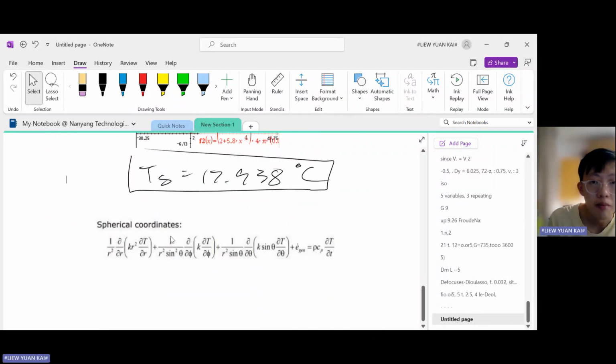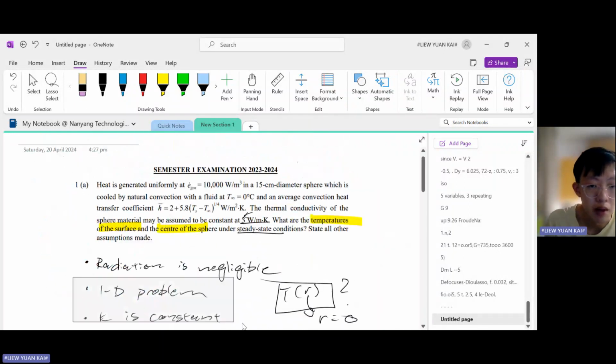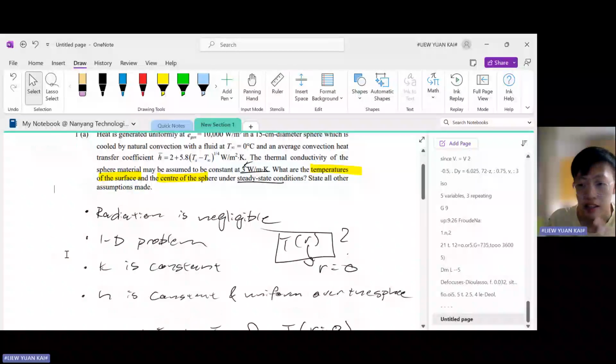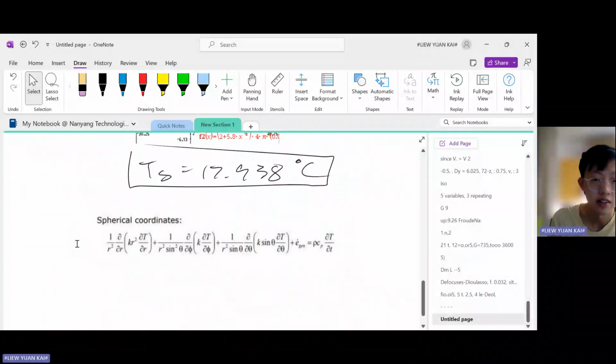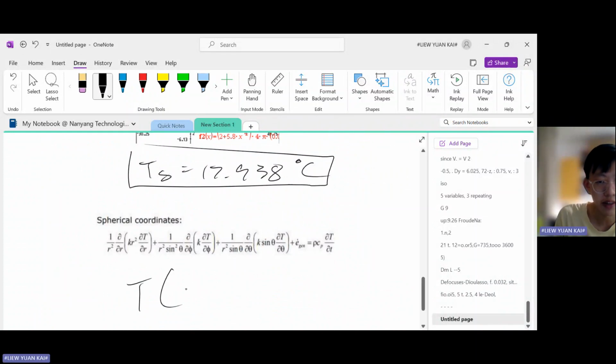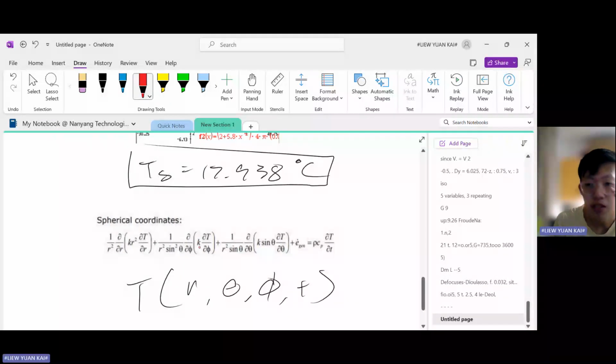So remember my assumption that this is a 1D problem. 1D means that temperature is not a function of theta, and it's not a function of phi. Okay, so let me say that again. For a 1D problem, temperature is independent of theta and phi. So temperature is not a function of theta. It is not a function of phi. And because it's a steady state problem, it is not a function of t as well.